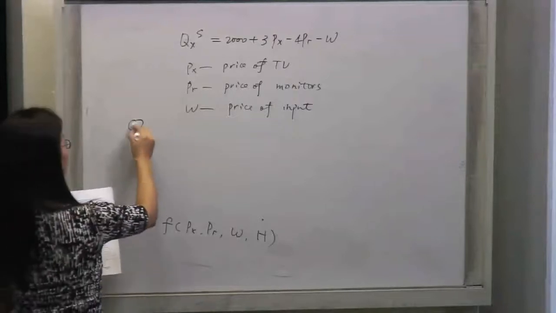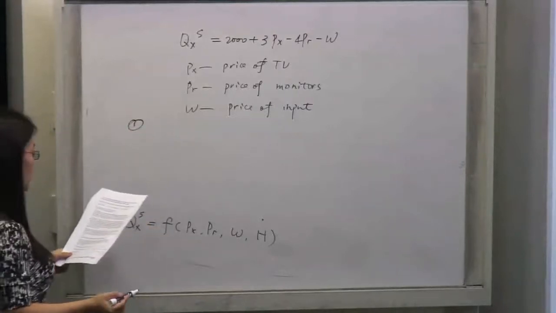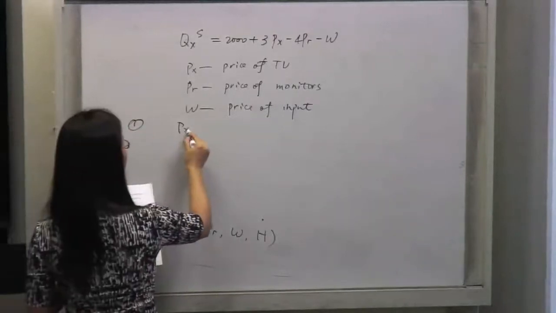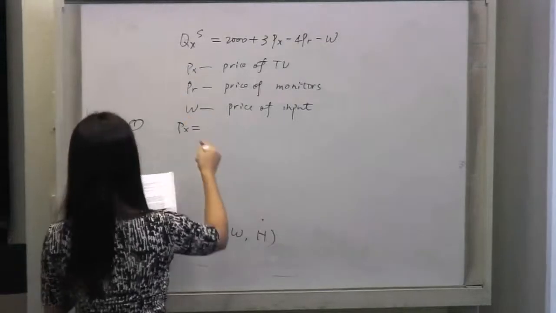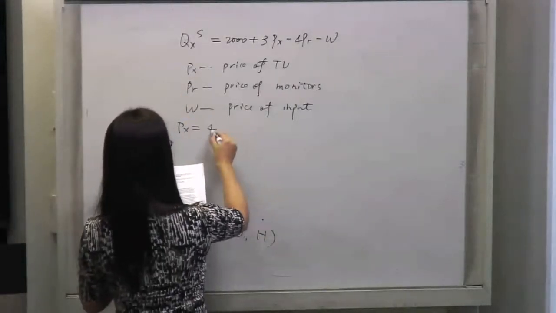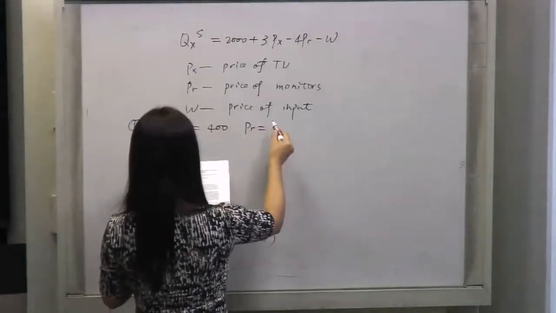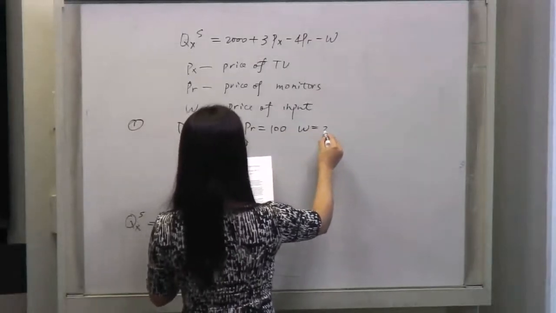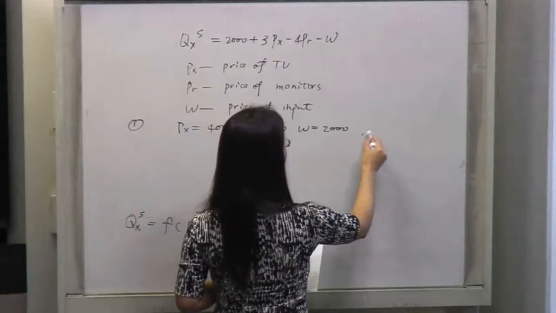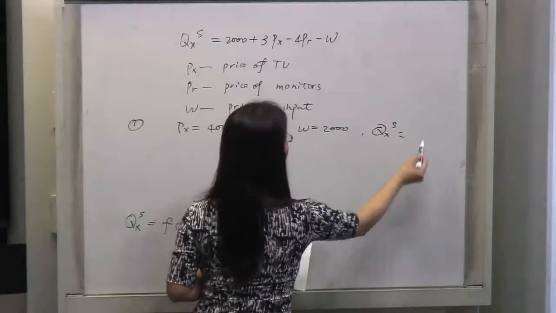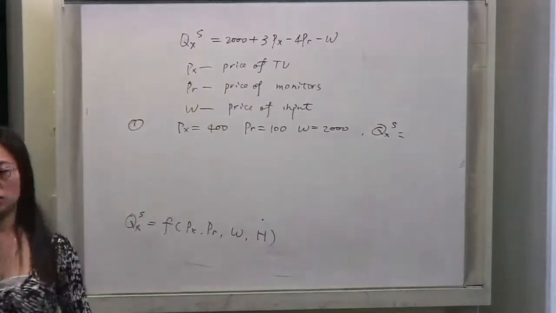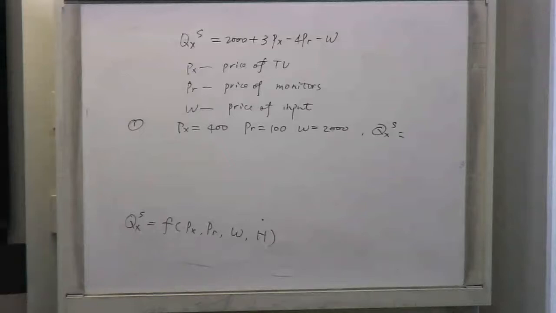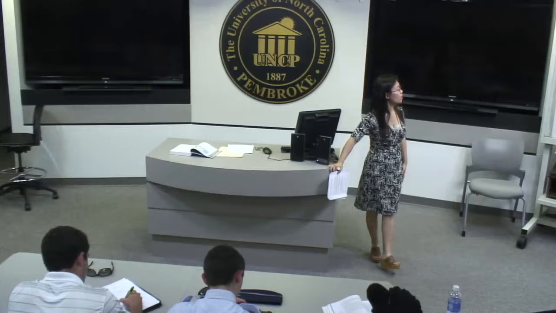Alright, like what I did before, I'm going to ask you questions here. Now I'm going to give you the values of these three variables. PX equal to 400, PR is equal to 100, and W is equal to 2000. And I ask you to calculate this quantity supplied. It's straightforward, right? Okay, so I'm not going to go over that.